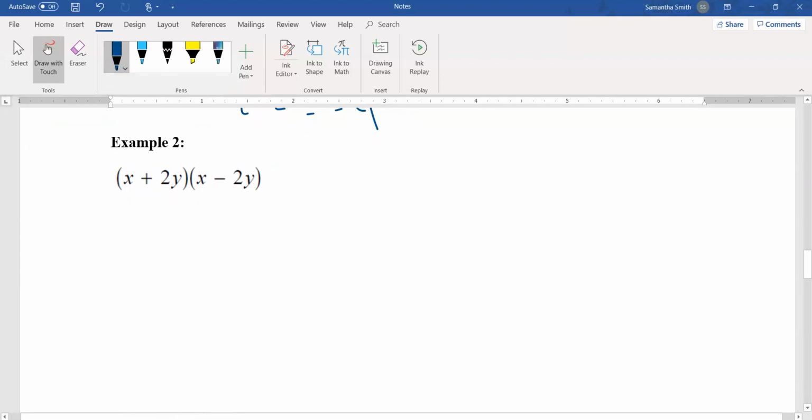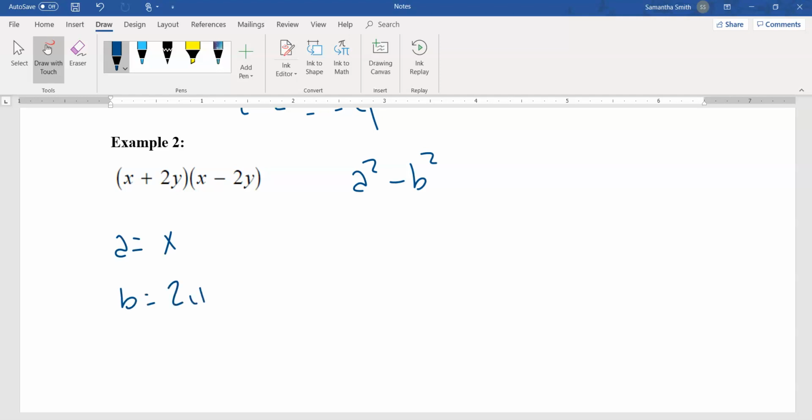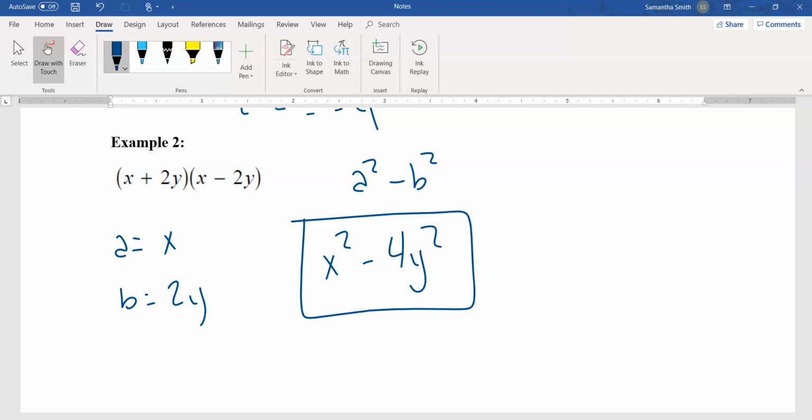Okay, so the example 2, again, a squared minus b squared is what it's going to look like in the end. My a is x, my b is 2y. I just need to square them both. So x squared minus 4y squared. And I know I put my x before my y because x comes before y alphabetically.